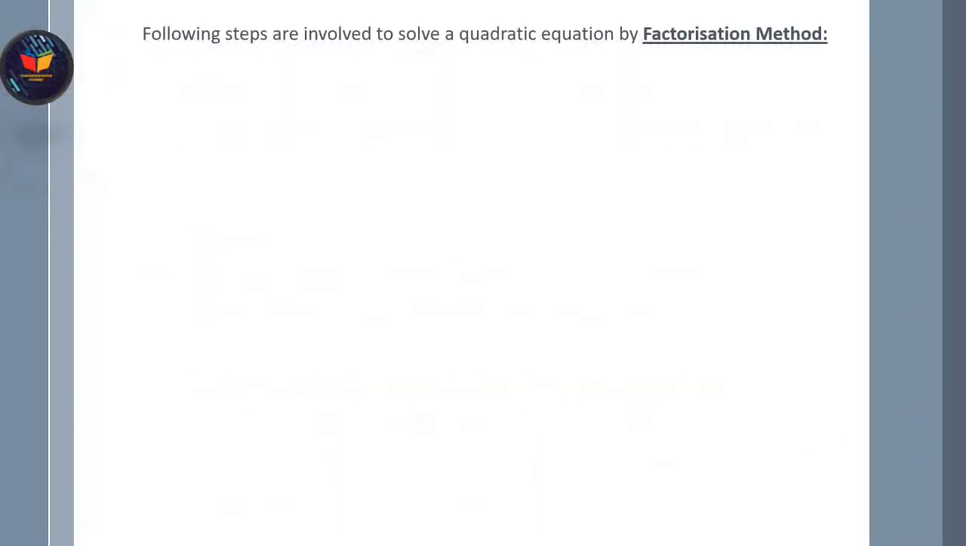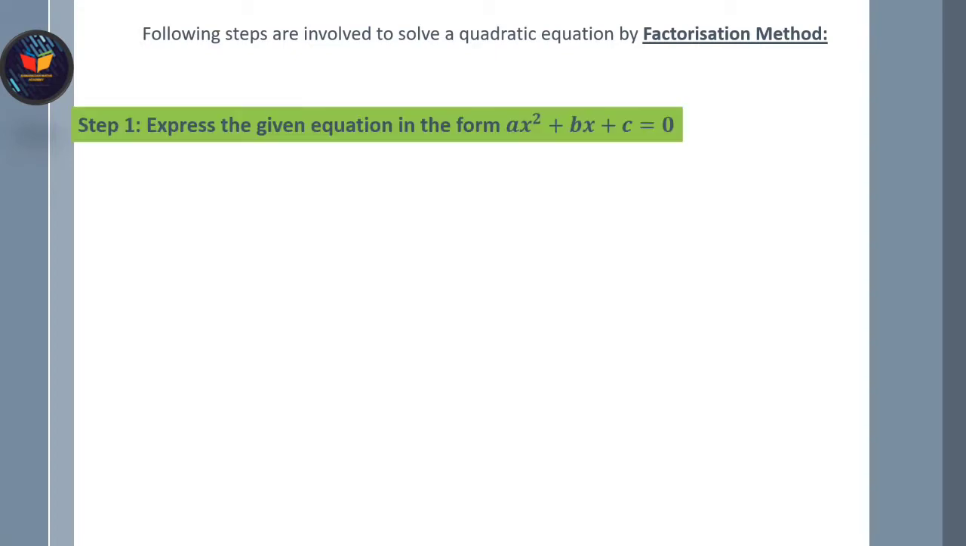Next, the following steps are involved to solve a quadratic equation by factorization method. Step 1. Express the given equation in the form ax square plus bx plus c equal to 0. So, side by side we will consider one example. Let's take x square minus 4x minus 5 equal to 0. So our step 1 done.